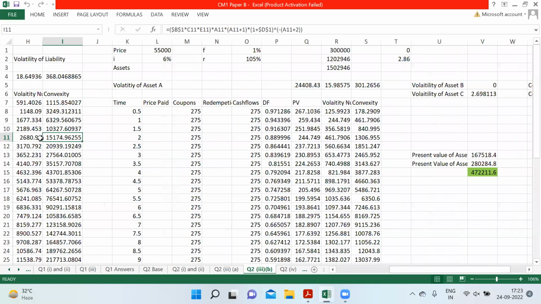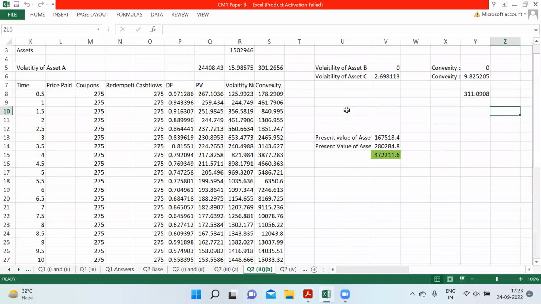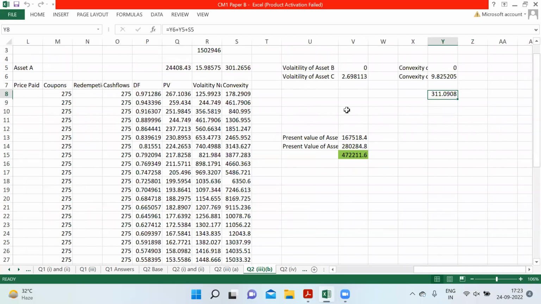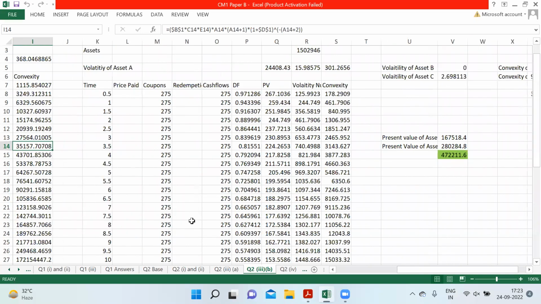So for convexity, if you see, convexity is again the same formula with the double differentiation for asset A, asset B, and asset C. But if you see, the convexity is failing, since the convexity of assets will be coming less than the convexity of liabilities over here. So this won't match.